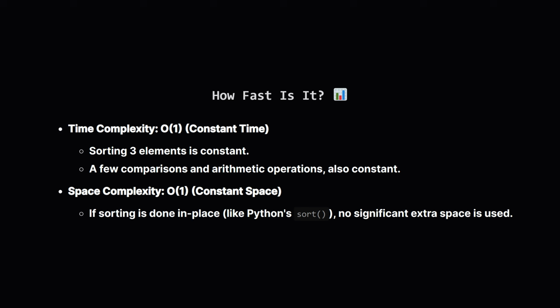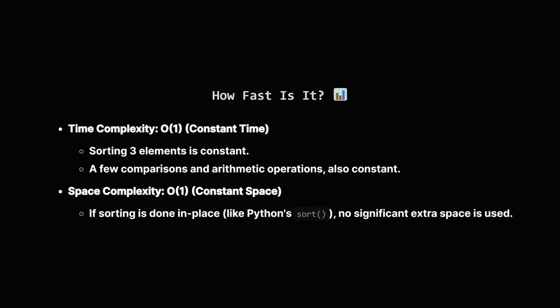So how efficient is this approach? It's super efficient. For time, we say it's big O of 1, or constant time. Why? Because we're always dealing with exactly three numbers. Sorting three numbers takes a fixed, tiny amount of time. And the few comparisons and additions we do also take a fixed amount of time. It doesn't matter if the numbers are small or large. The number of operations is always the same.